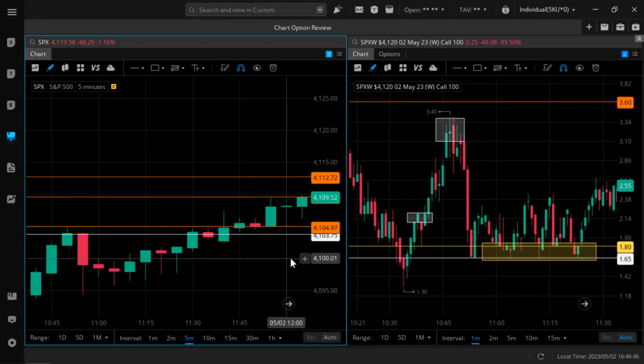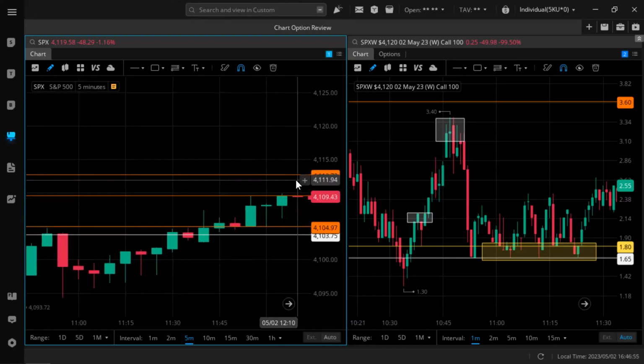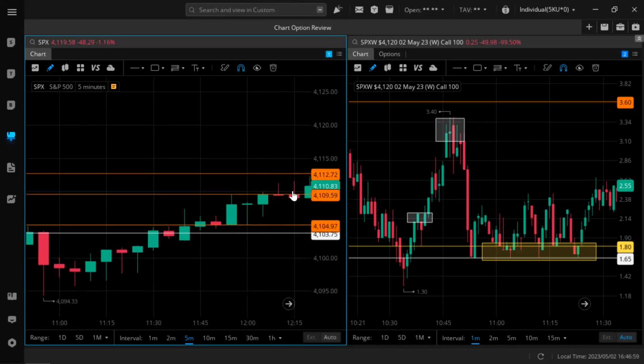Buyers are still present. Now that we're approaching this 4109 area, can we break above this resistance? Very next 5-minute candle. Okay, we wicked above, we pulled back. We're still not having enough buying pressure. Next 5-minute candle, we pushed upside, pulled back. Still not enough buying pressure, but the sellers are not heavy enough to sell this off. I'm not selling my contract yet.